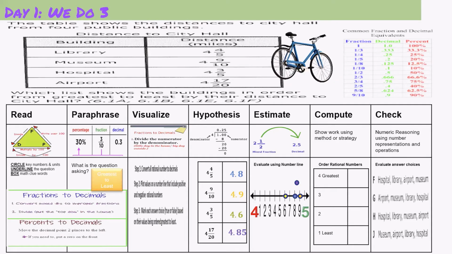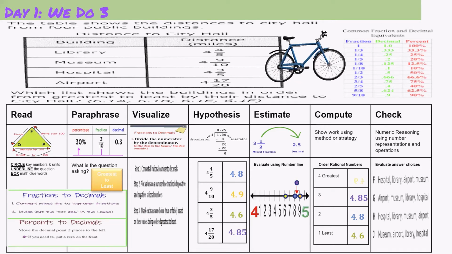Let's order our rational numbers. I'm going to place them least to greatest, but our answer requires us to answer greatest to least. So, first thing I'm going to do is make an arrow so that we all know where 4.85 is. Next, I will be moving over here. I'm going to label my least value. Next to least. Second to the greatest. And the greatest number.